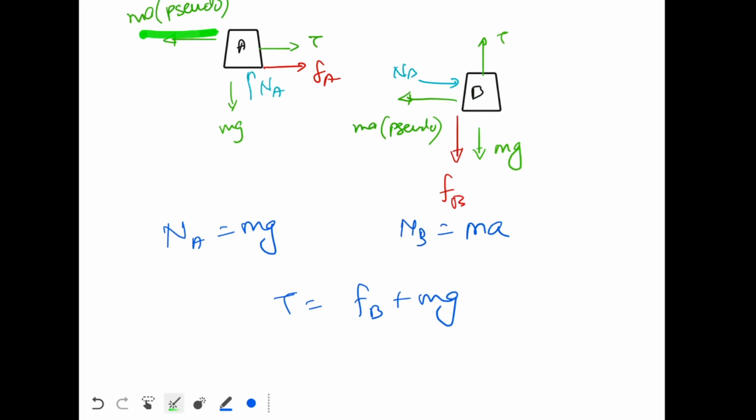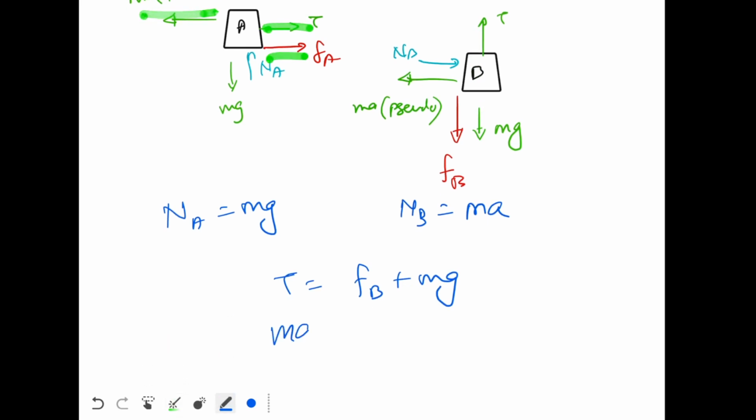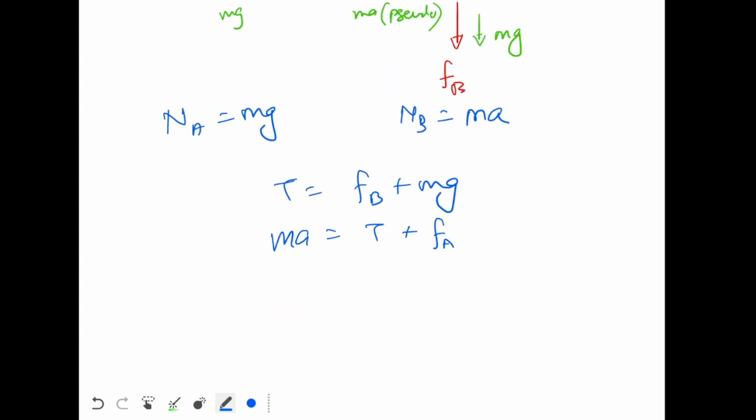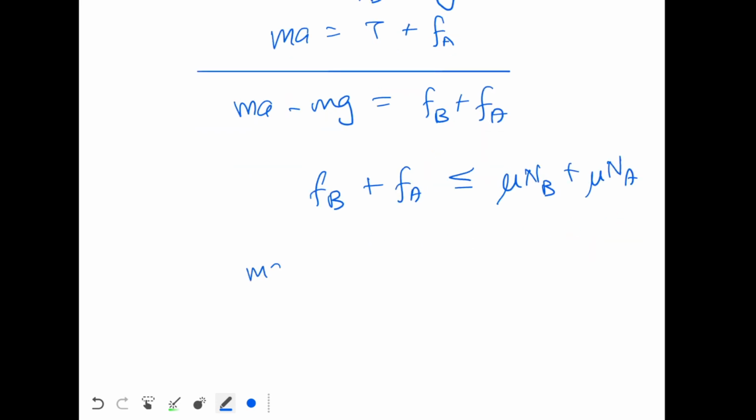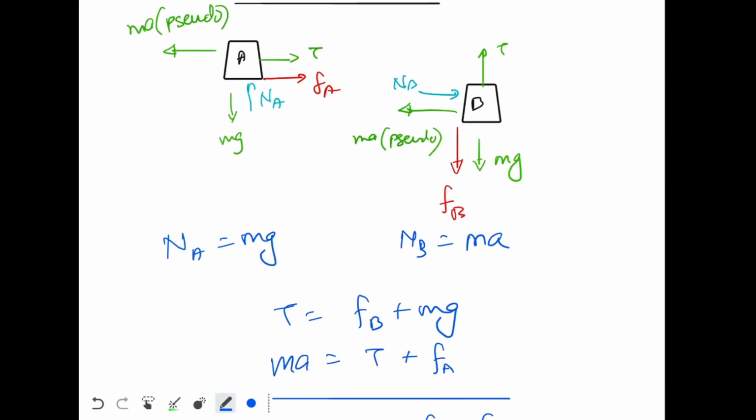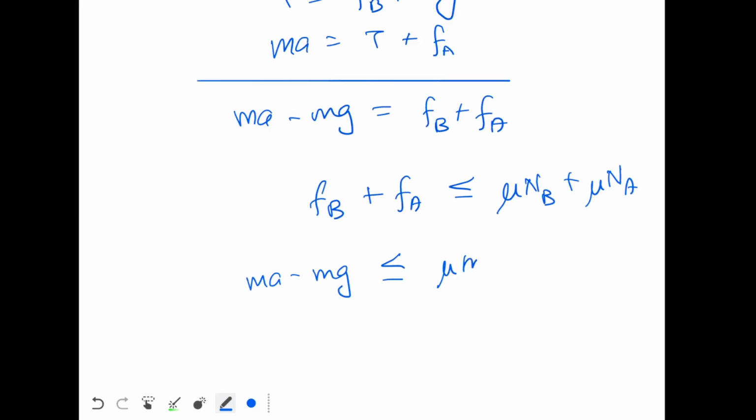For this block, ma is equal to T plus FA. Again, when you add the two equations, you get ma minus mg is equal to FB plus FA. And again, FB plus FA should be less than or equal to mu NB plus mu NA. So ma minus mg should be less than or equal to mu times NB, which is ma, plus mu times NA, which is mg.